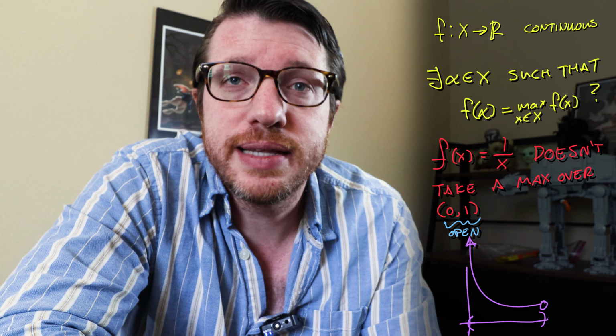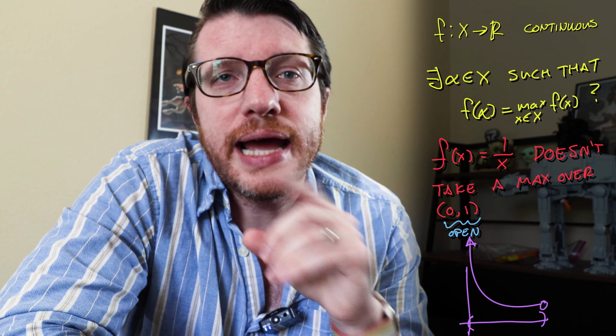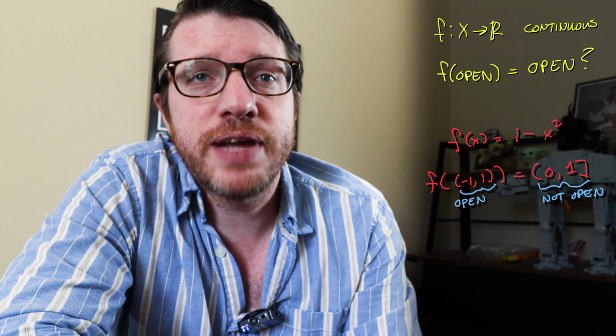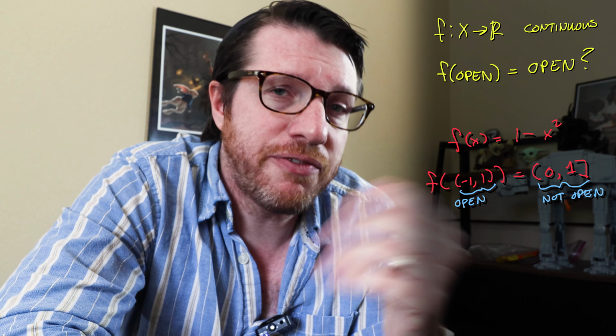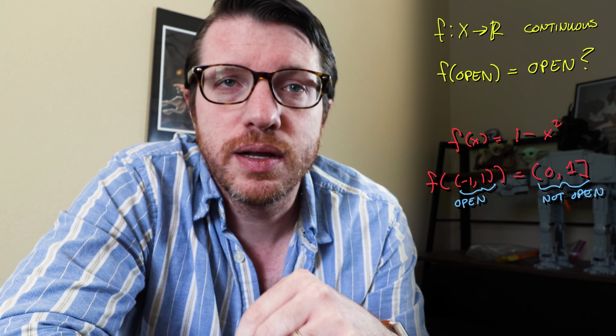Now, could open sets be the answer? Well, we could quickly see that if f of x is equal to 1 over x, then f doesn't take a maximum value on 0 to 1. And if f of x is equal to 1 minus x squared, the image of negative 1 to 1 is the half-open interval 0 to 1, which isn't open. So open sets aren't the answer. And we can work out something similar for closed sets.